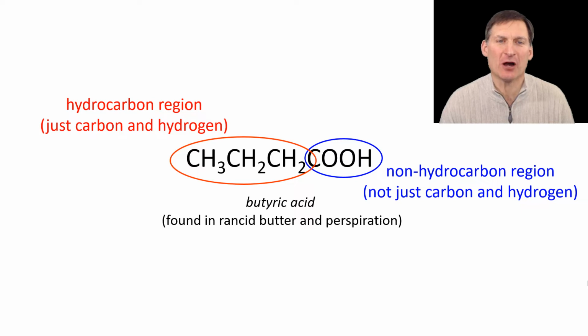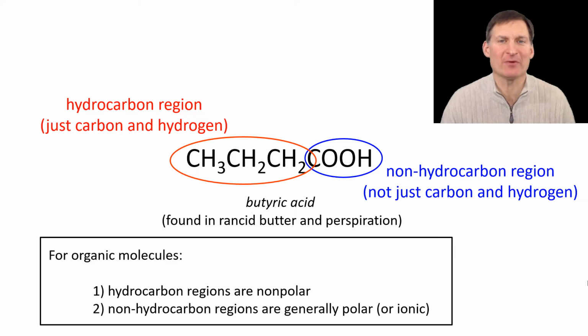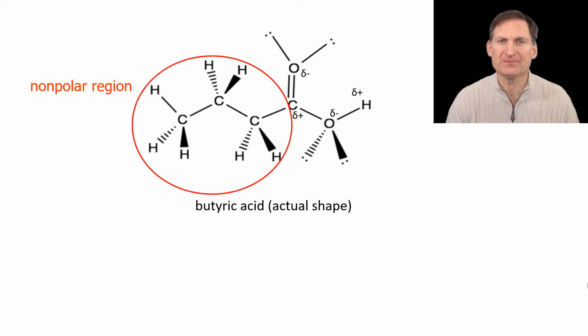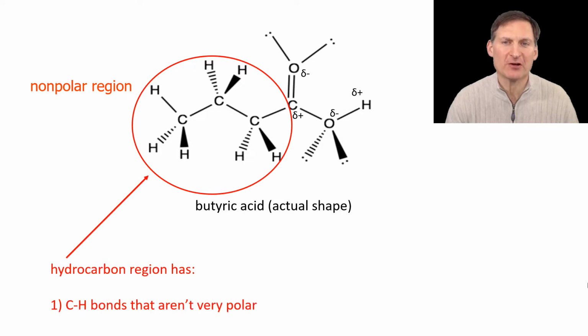Once you identify the hydrocarbon and non-hydrocarbon regions, then just remember this. 1. Hydrocarbon regions are nonpolar, and 2. Non-hydrocarbon regions are generally polar or ionic. Why is that? Here's the shape of butyric acid if we were to sketch it out. The hydrocarbon region, with only carbons and hydrogens, is nonpolar because the carbon and hydrogen bonds aren't very polar to begin with. After all, their electronegativity difference is quite small. Carbon's electronegativity is 2.5 and hydrogen's is 2.1. So the bond is polarized, but so little that we don't even bother writing in the partial charges.